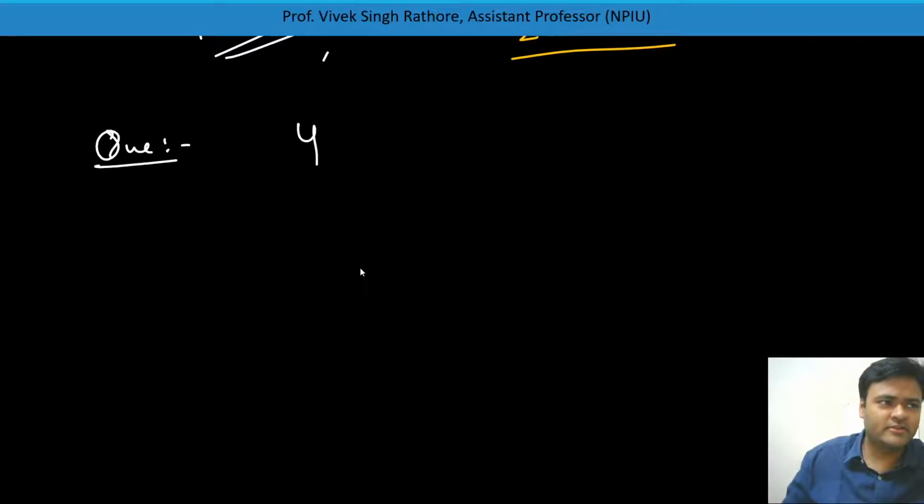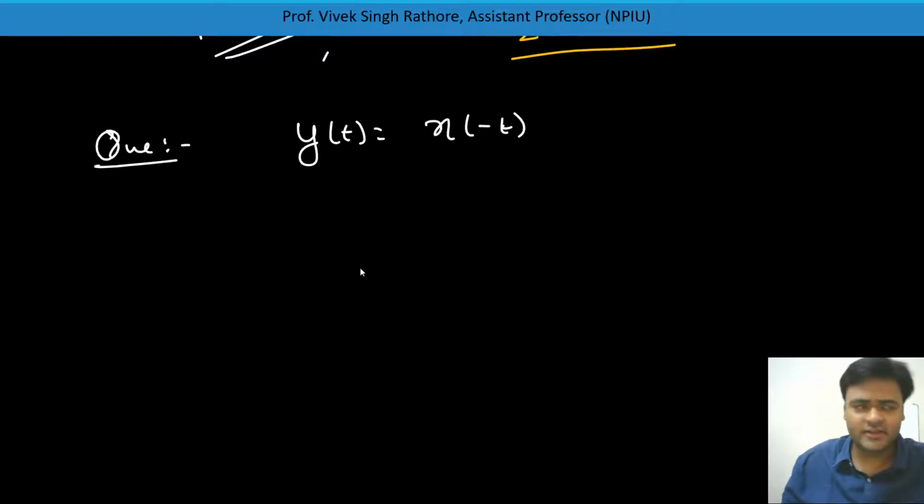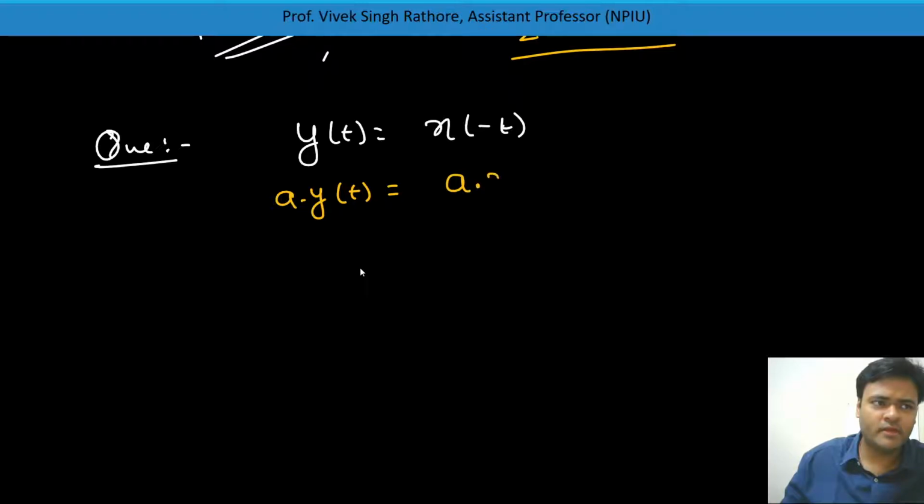See, the example is y(t) is equal to, let's suppose, x of minus t. Okay, so we need to check whether it is linear or not. So we'll check the homogeneity and superposition principle. First we need to calculate a of y(t). So a into y(t) means a into x of minus t.